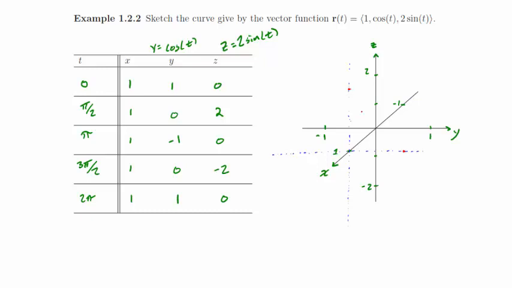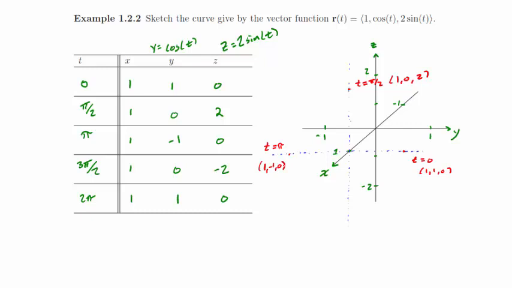So at that point, there, let's label these. So this is when t equals 0, which is the point 1, 1, 0. This is the point when t equals pi over 2, which is the point 1, 0, 2. And then if t is pi, we get x is still 1, y is negative 1, z is 0, so I go negative 1 in the y direction. This distance is about here. So this is t equals pi, the point 1, negative 1, 0.